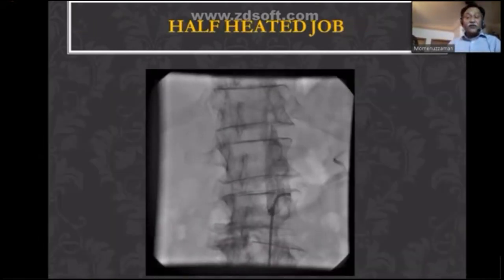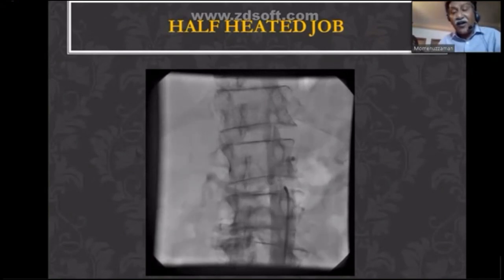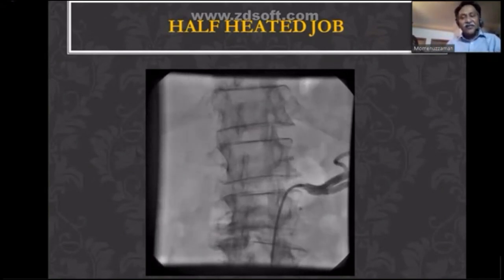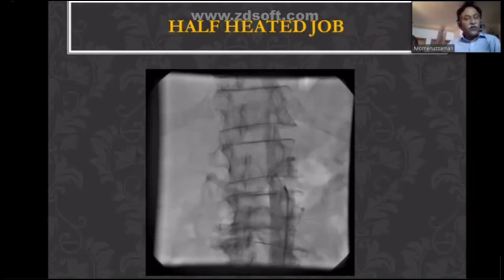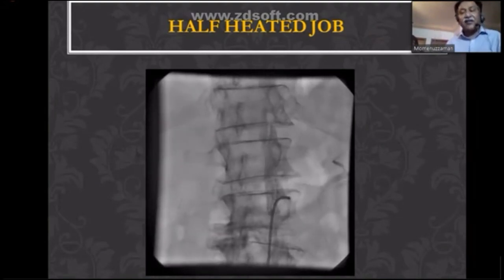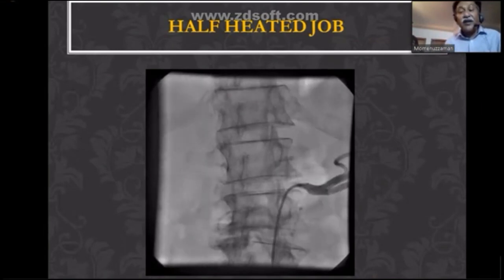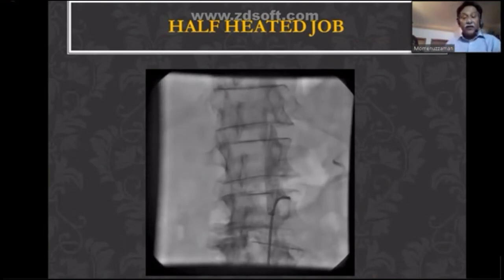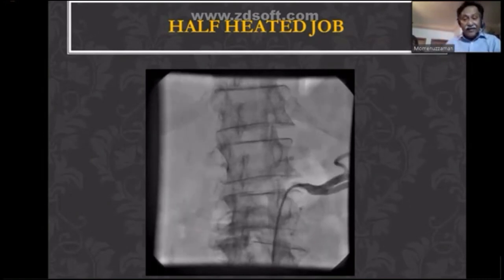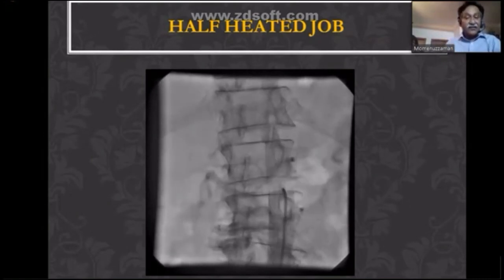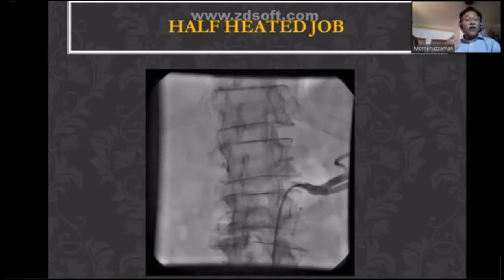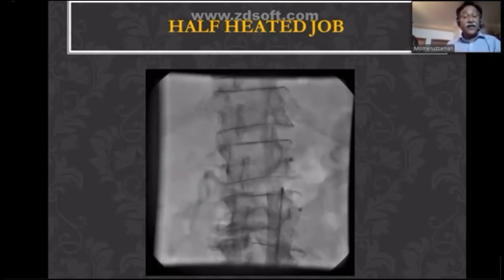Here also I'm saying this, don't do it half-hearted. This is a half-hearted job in a sense: angiogram done, although coming out, let us see the renal artery, but it was not done properly. If you want to do it properly, do it selectively, right, then left, not like this. Do it wholeheartedly, because you may not do this procedure a second time.